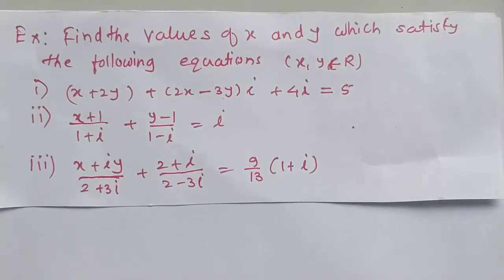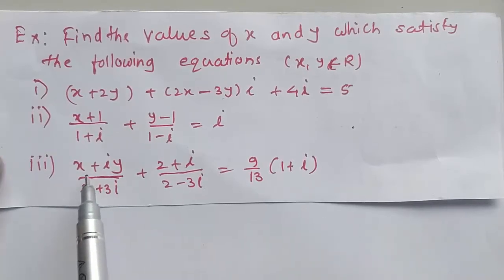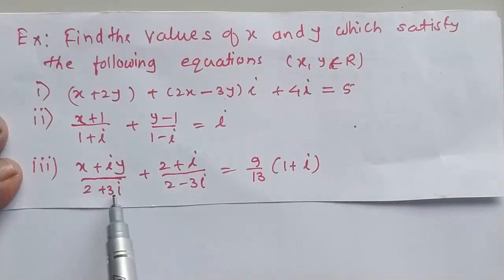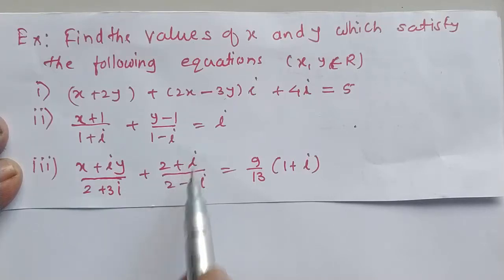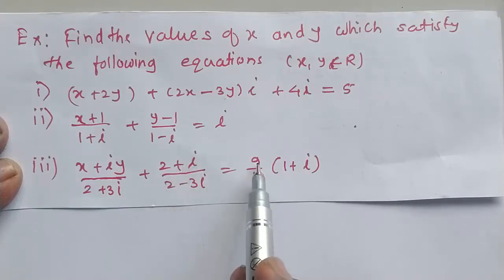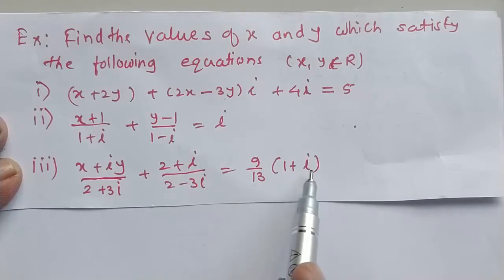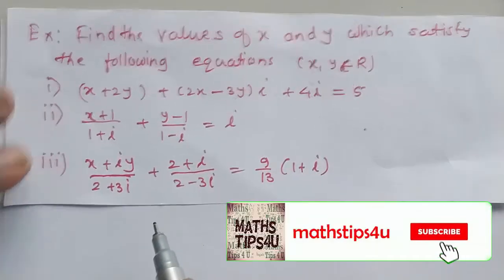Example number 3: (x plus iy) upon (2 plus 3i) plus (2 plus i) upon (2 minus 3i) is equal to 9 upon 13 into bracket 1 plus i. Solution.